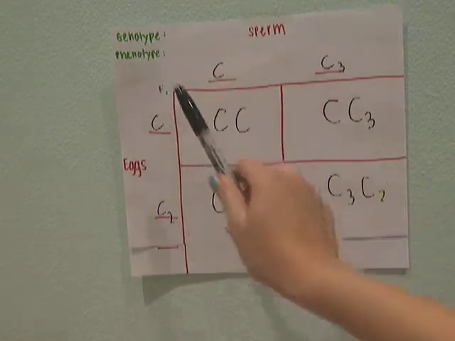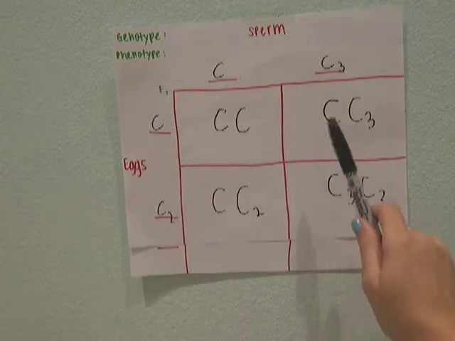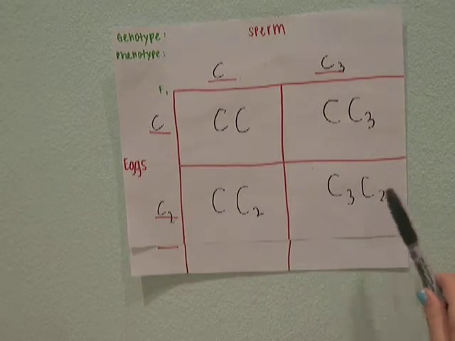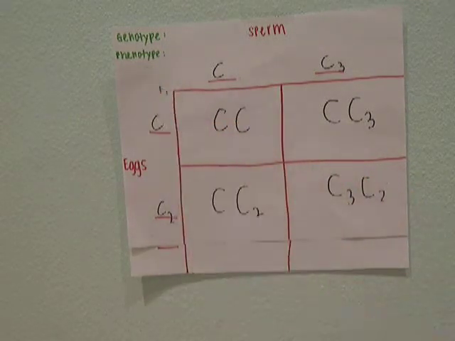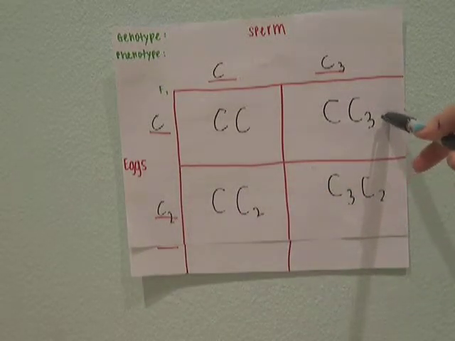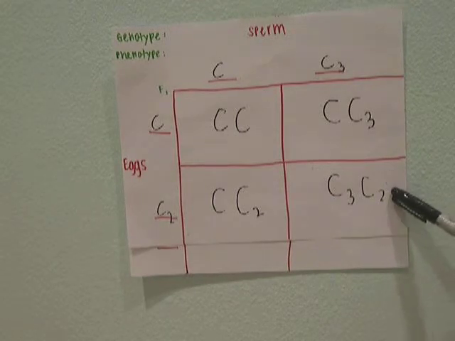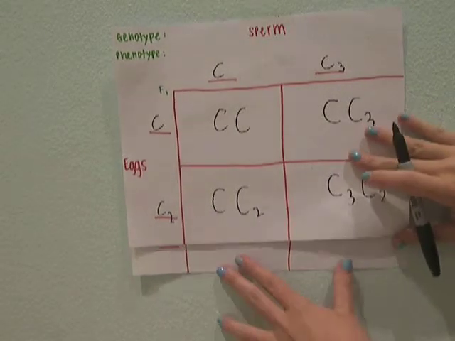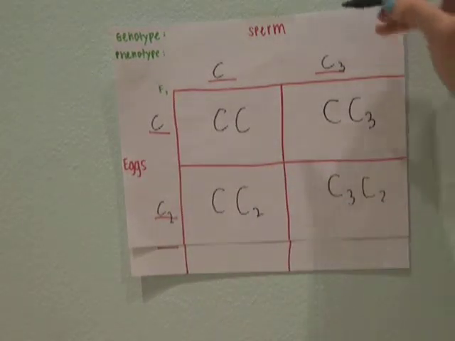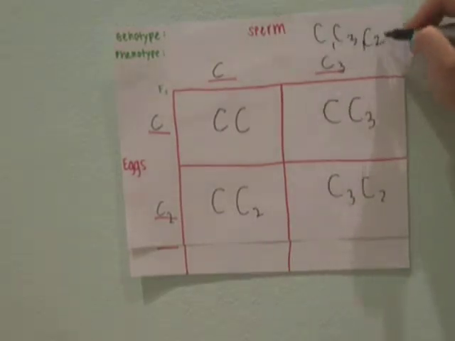you get, for the genotype, 1 CC, 1 CC3, 1 CC2, and 1 C3C2. As a phenotype, 3 of these would have dominant color or complete color, and 1 would be chinchilla. And this way, all the alleles being used are C, C3, and C2.